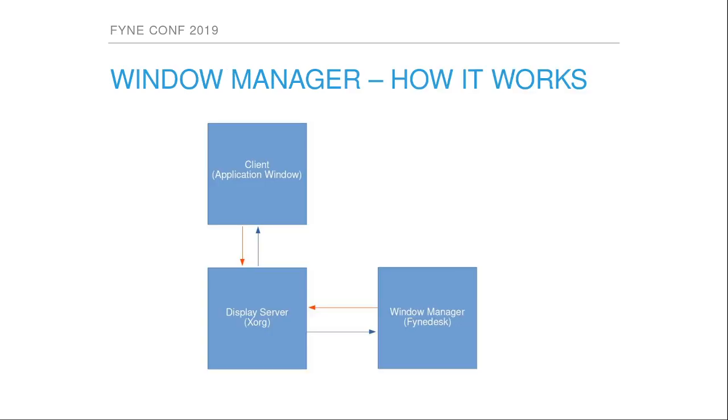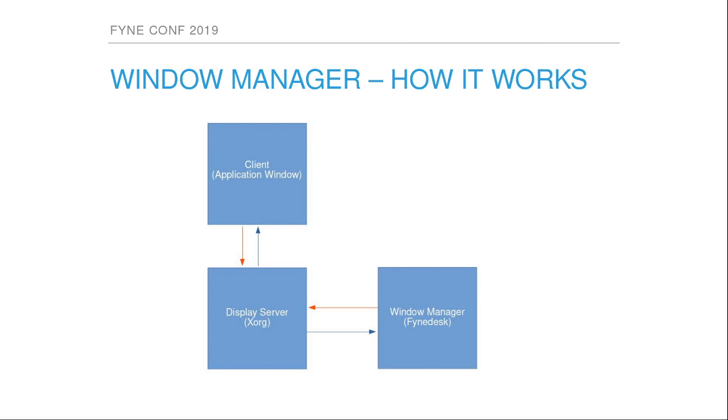So we've got some diagrams here that we'll go through, how the window manager works here. We have clients, which are application windows, Chrome, anything like that. You open Firefox, that's a client. That's an application window. And a client communicates to the display server, which in our case is XORG. XORG will then communicate to the window manager, which is FyneDesk. And it's two-way communication between all of that.